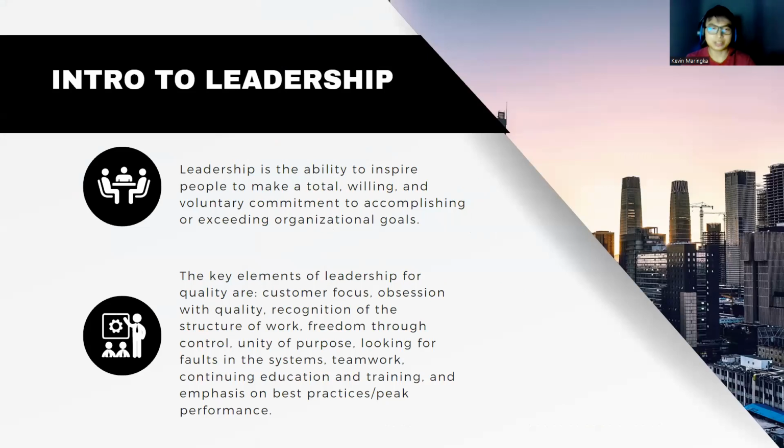Now, what is leadership? Leadership is the ability to inspire people to make a total, willing, and voluntary commitment to accomplishing or exceeding organizational goals. The key elements of leadership for quality are customer focus, obsession with quality, recognition of the structure of work, freedom through control, unity of purpose, looking for faults in the system, teamwork, continuing education and training, and emphasis on best practices and peak performance.